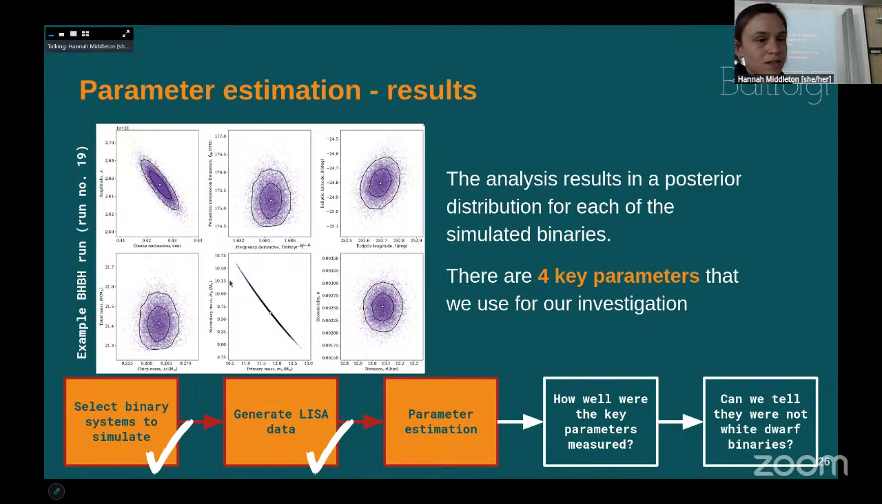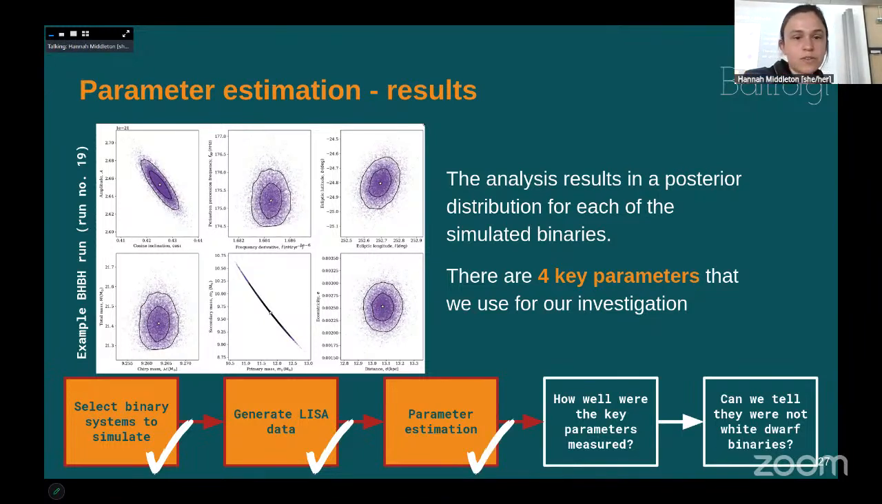And then from those sampled parameters, we can derive the physical parameters about the system, so the masses. And this is what we're interested in working out, whether we can measure those masses well enough to be able to tell they are black holes and neutron stars. So these are 4 key parameters that we'll use in our investigation. So I should have said the little star is where the injected binary is.